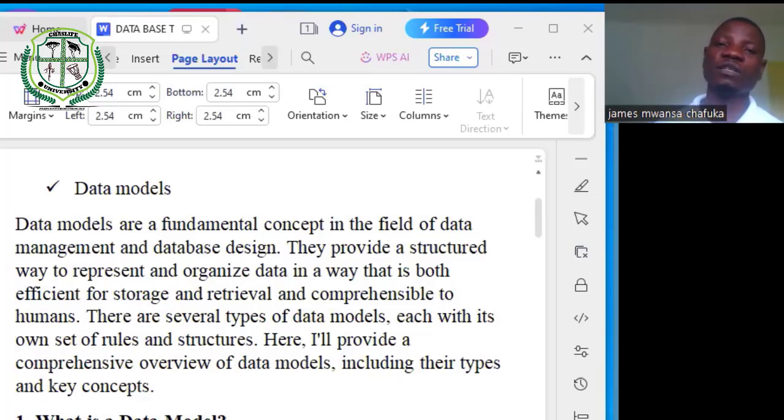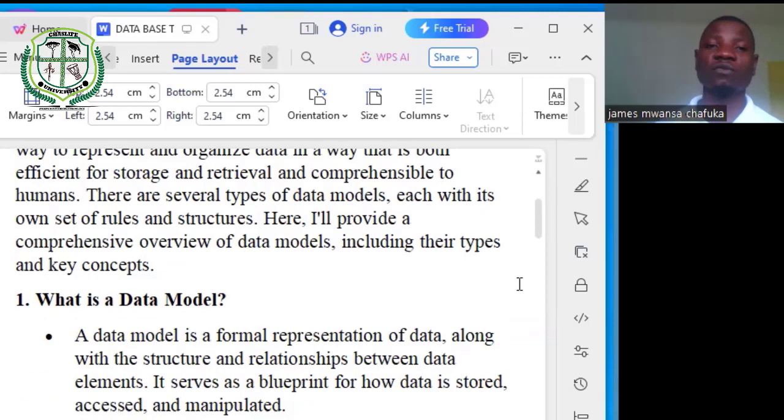Okay, so let us proceed by looking at what is a data model. A data model is a formal representation of data along with the structure and relationship between data elements. It serves as a blueprint for how data is stored, accessed, and manipulated.